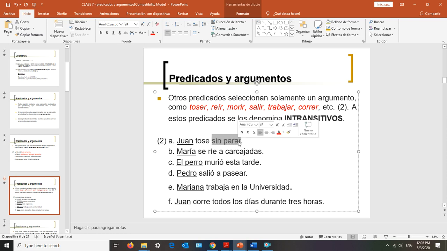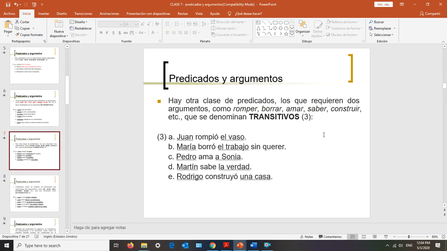This sin parar, a carcajadas, esta noche would be additional information not required by the very basic semantic load of these predicates, but rather this is information that we as human beings, using language in specific contexts and communicating messages, need in order to live as the social beings we are.